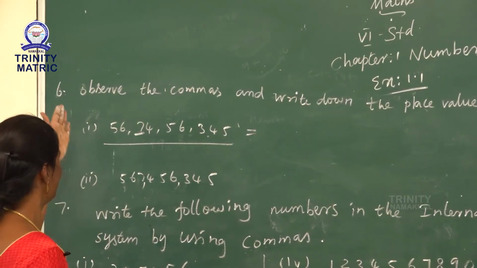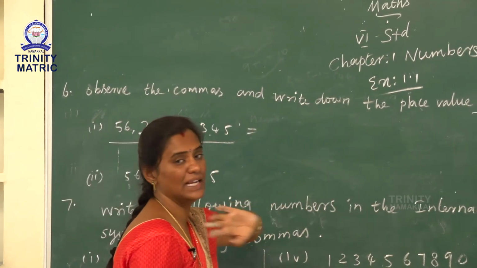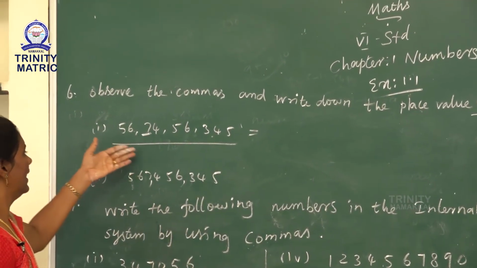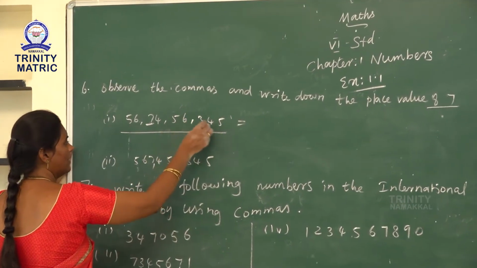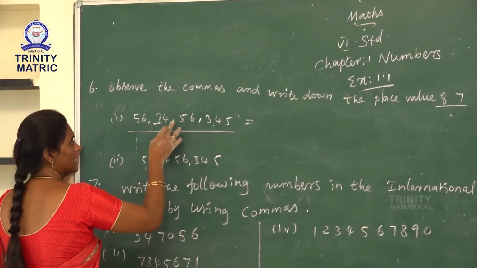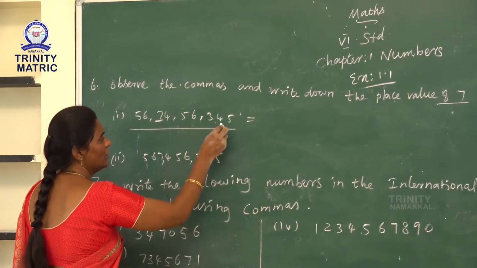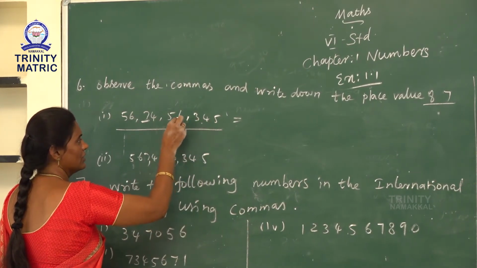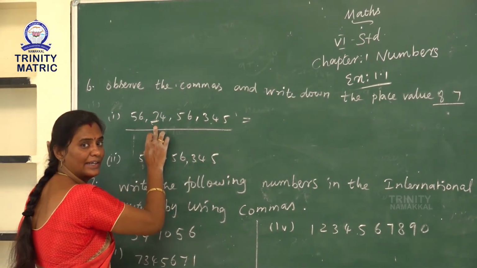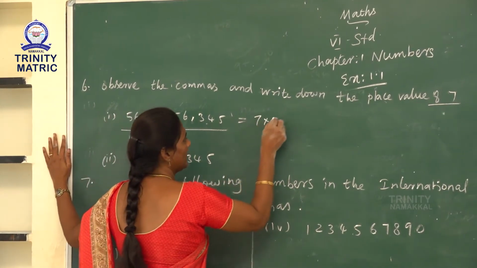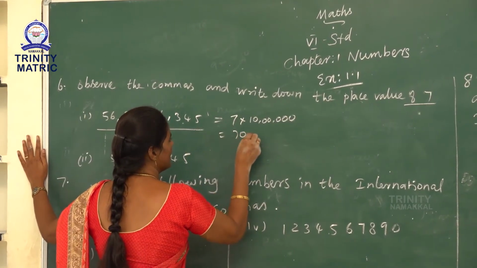Next we see the sixth sum. Observe the commas and write down the place value of 7. The number is given in the Indian system, because we have a comma after the first 3 digits, and then a comma every 2 digits. Now say the place values: ones, tens, hundreds, thousands, 10,000, lakhs, 10 lakhs. So 7 is in the 10 lakhs place, so 7 into 10 lakh. The answer is 70 lakhs.